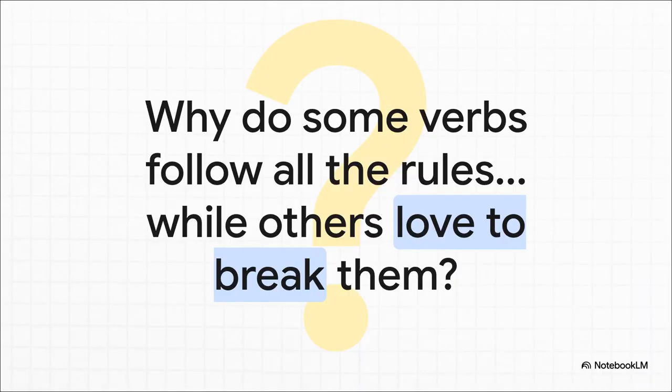So let's just start with this big question, right? Why is it that some verbs are so predictable, they do the same thing every time, while others seem to have a mind of their own? This is the central mystery we're going to unpack in this explainer. It's really a story of conformity versus flexibility.